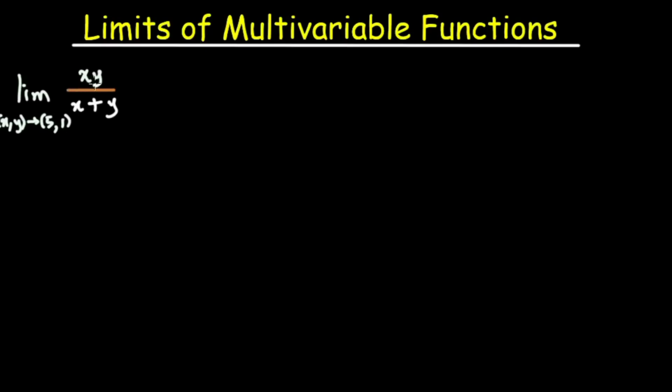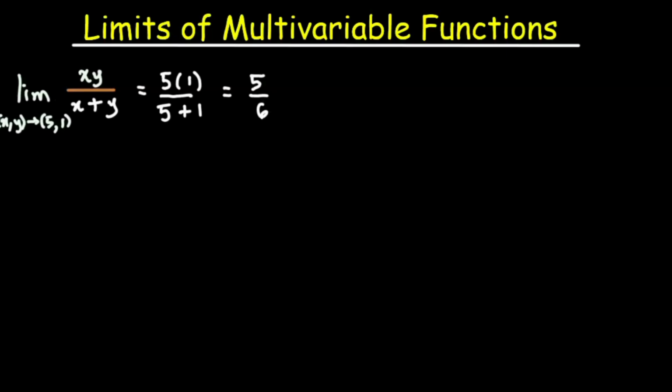Hello and welcome. In this video, we're going to be talking about limits of multivariable functions. Now, let's take a look at this question. Find the limit of xy over x plus y as x comma y tends to 5 comma 1. Here we can use direct substitution and get our answer very easily. Substituting, x is 5 and y is 1. 5 multiplied by 1 all over 5 plus 1, and we get our answer to be 5 over 6.